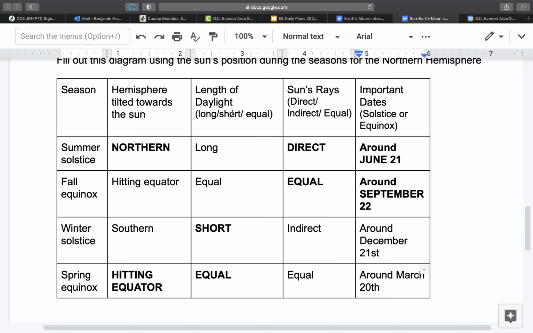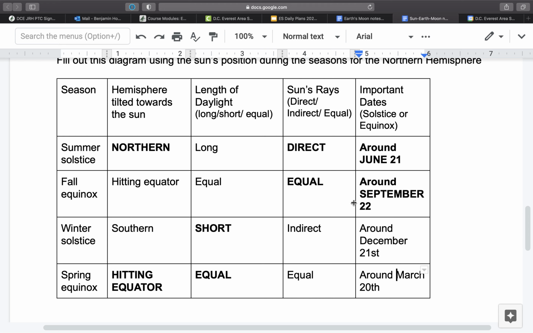What's the length of day? How is that impacted? Well, in the summer, it's longer. In the winter, it's shorter. Direct or indirect or equal amounts of solar radiation: it's more direct in summer, more indirect in winter, and equal in both spring and fall.